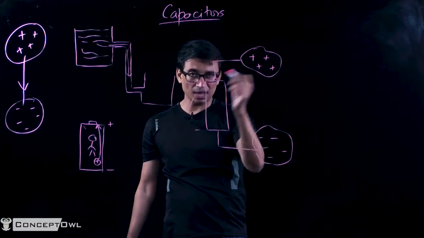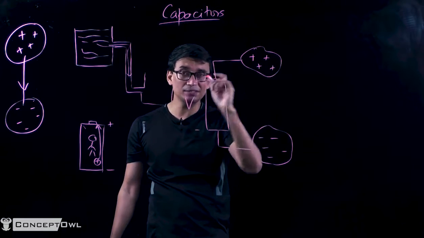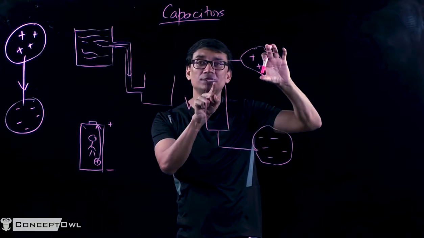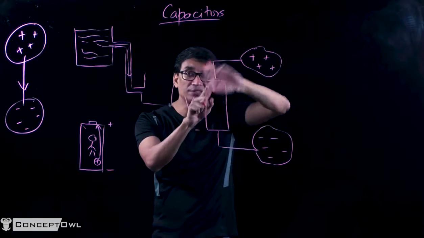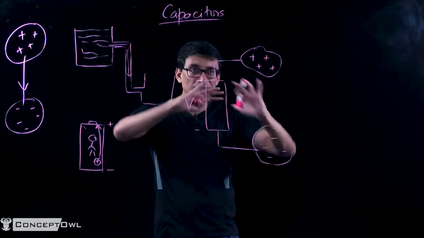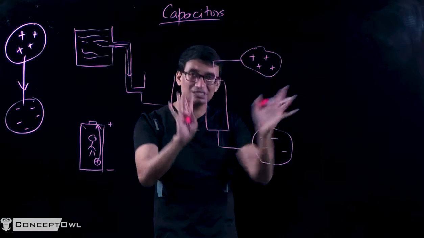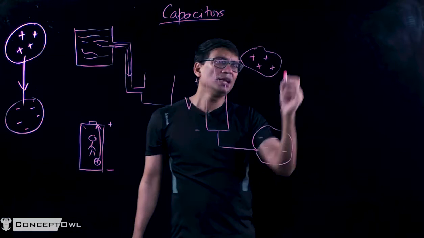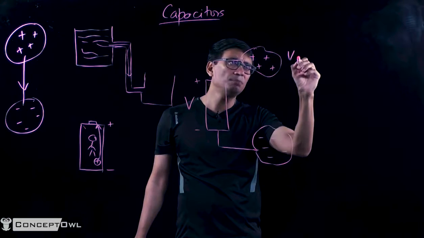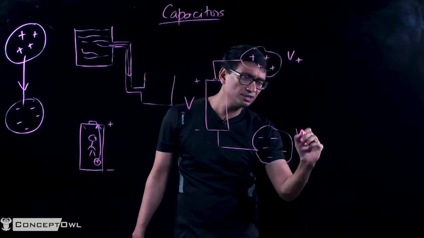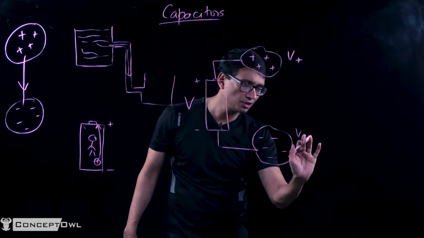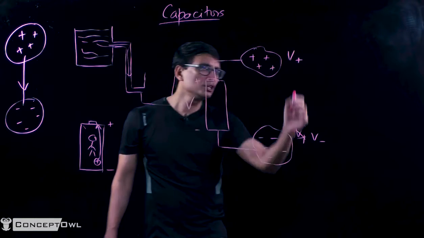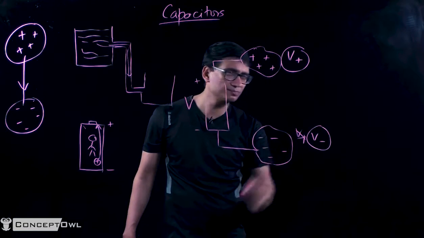Now this will be at a higher potential because this and this are at the same potential. Remember, if this terminal and this object were not at the same potential, what would happen? There would be an electric field and current would start flowing. But we are talking about a situation where it's in a steady state. So this will be at a higher potential, this at a lower potential. Let's say the potential of this I call V plus, and the potential of this I call V minus.